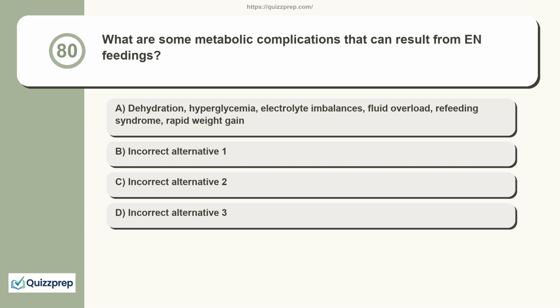Question 80. What are some metabolic complications that can result from enteral feedings? Dehydration, hyperglycemia, electrolyte imbalances, fluid overload, refeeding syndrome, rapid weight gain.